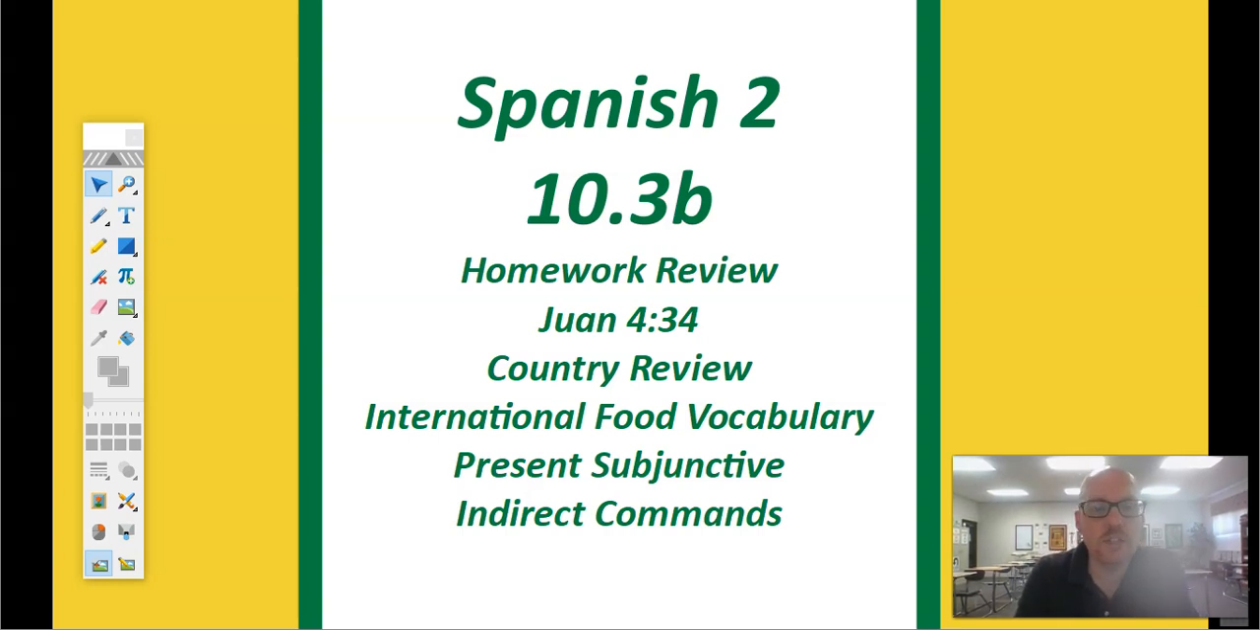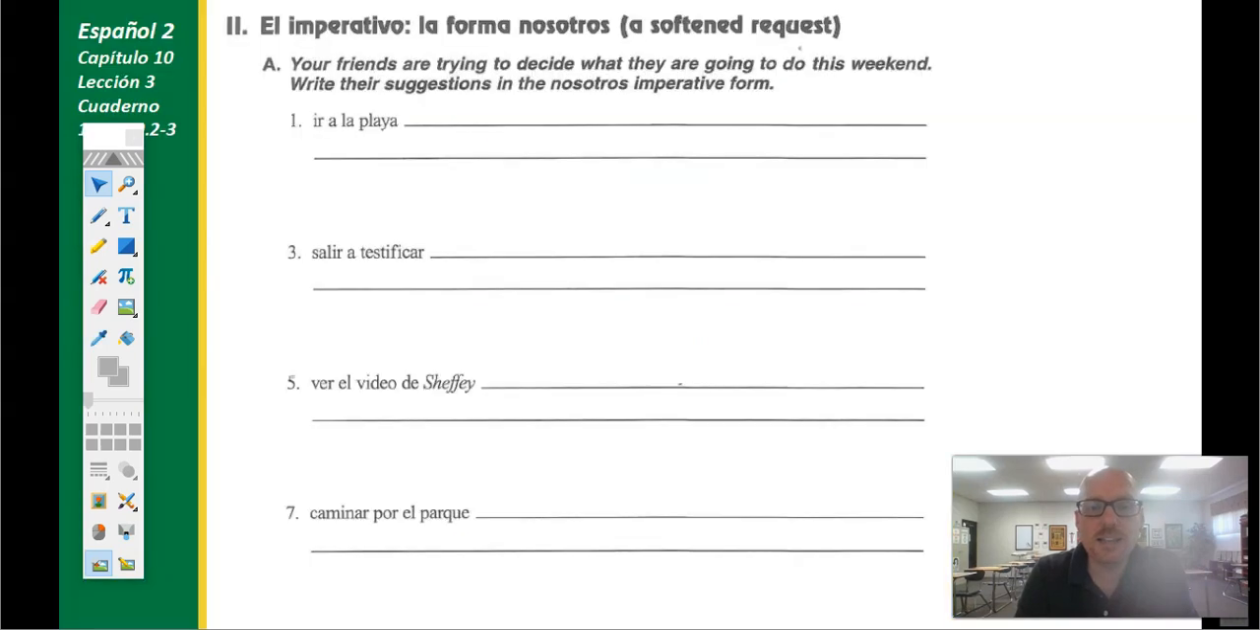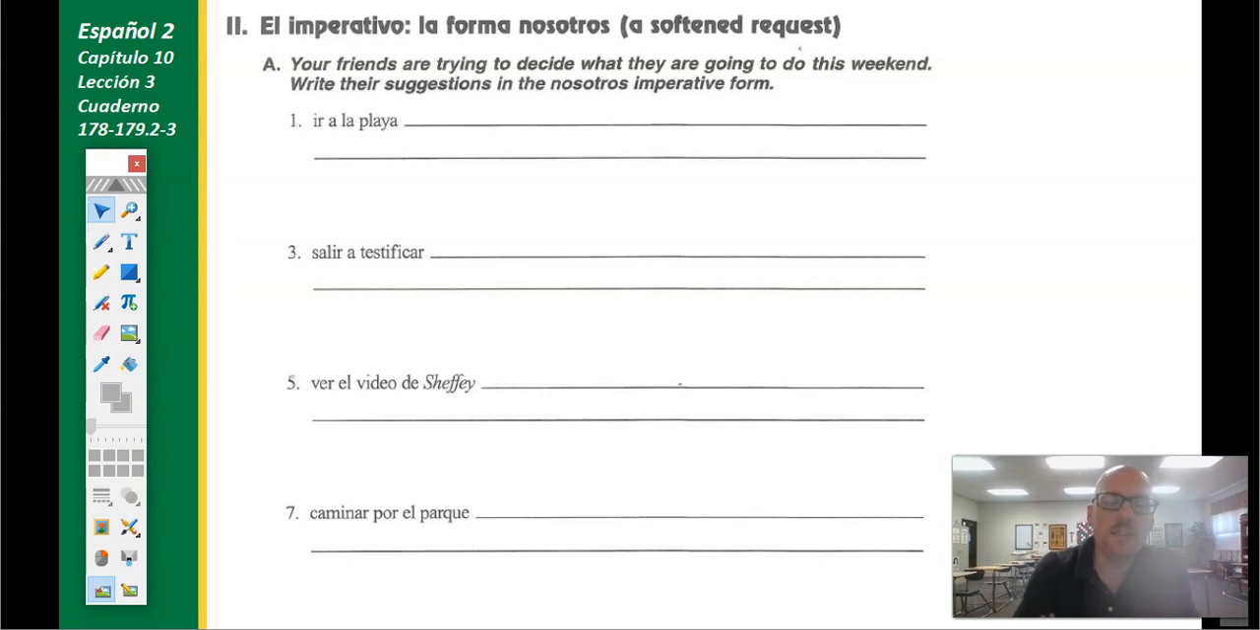Let's take a look at that homework that you did last night. La tarea de anoche, last night's homework, was from your cuaderno, página 178 a 179, ejercicio 2 y 3, el imperativo, la forma nosotros. This is the softened request form, and we went over this in our previous lesson. Actividad A. Your friends are trying to decide what they are going to do this weekend. Write their suggestions in the nosotros imperative form. So remember, this is like we are saying, let's do this.